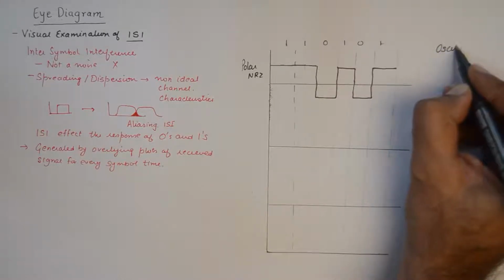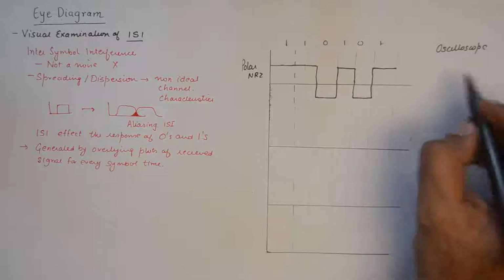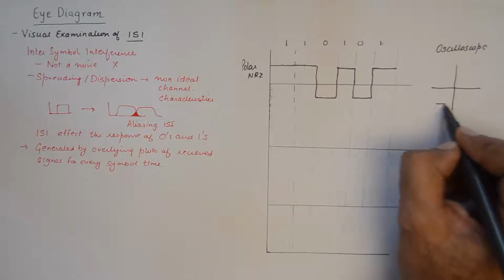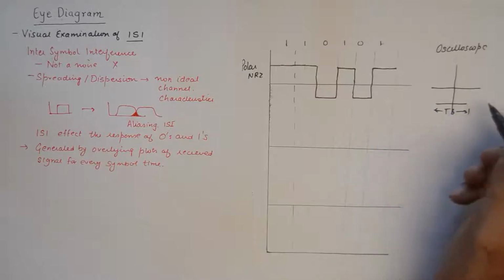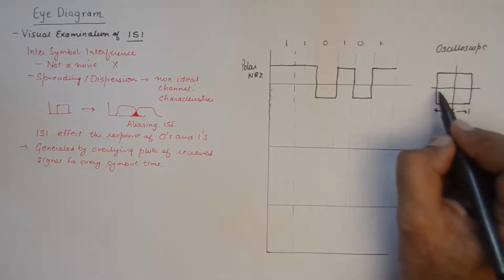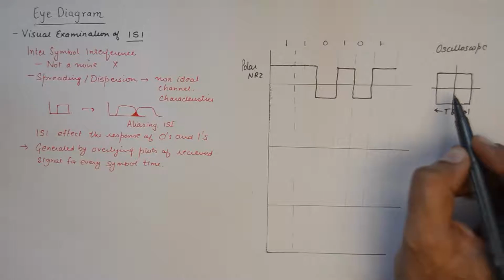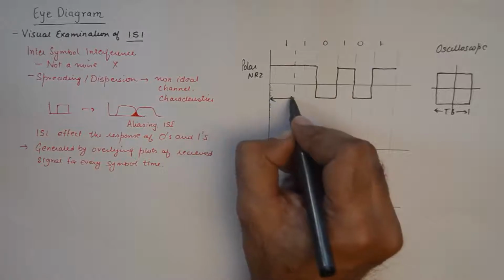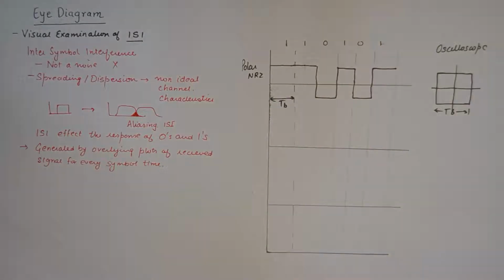So on the screen of the oscilloscope, a bit time of TB is set for monitoring the pulses. Everything which is going to be monitored will be monitored within the width of this time period TB, which is the time period of one pulse here. So we are going to plot the pulses in this box on the oscilloscope.